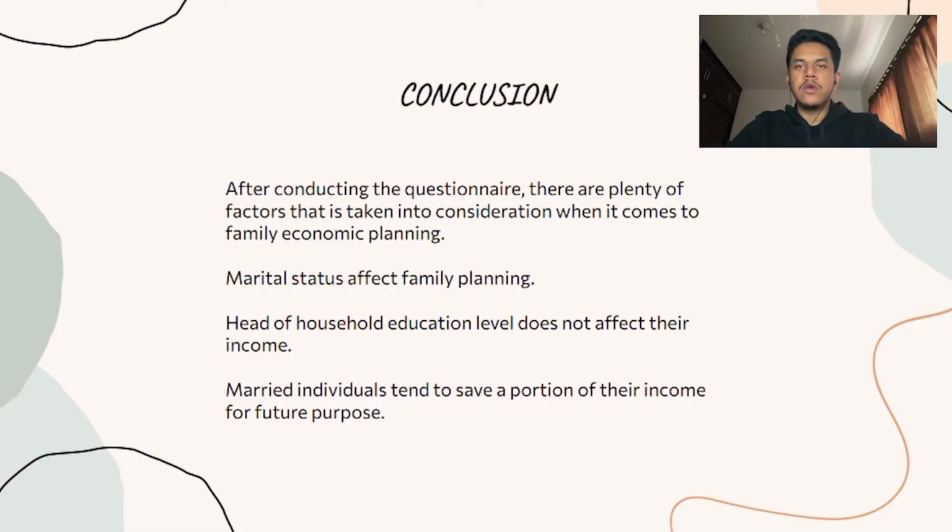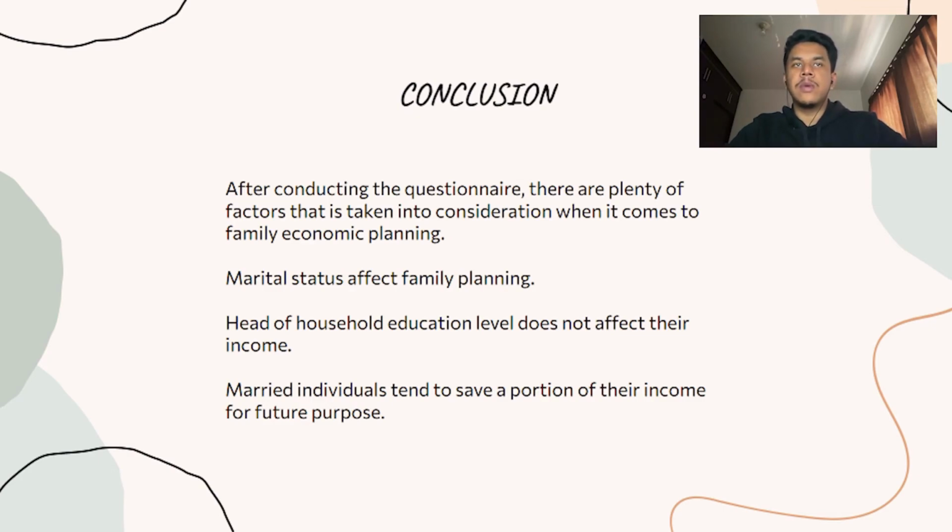Lastly, I will be talking about the conclusion. So there are lots of different factors affecting family economic planning, especially after thoroughly analyzing all the data that we have received from all the respondents. We can see that most of the answers vary a lot. One of the factors that affect the economic planning of a family is whether they are single, married, or have children. Those who are single would have less expenditures compared to those who are married or have children, and they would also be more careful with their expenditures.